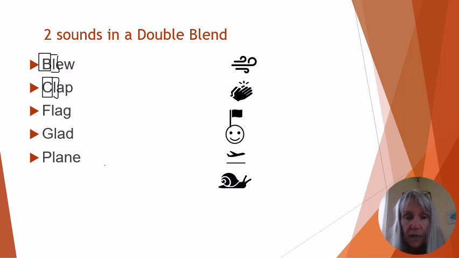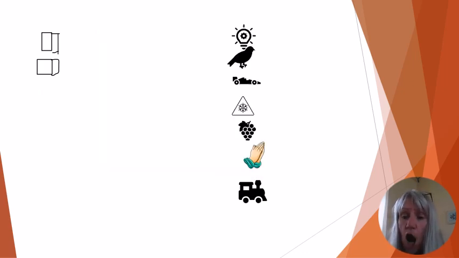The next one I have is slow. The snail is moving slow. Slow. I hear S and L again because these are all L blends. So I put a box around the S and I put a box around the L. I'm hoping that is understandable. Let's try some R blends. So these will have an R.